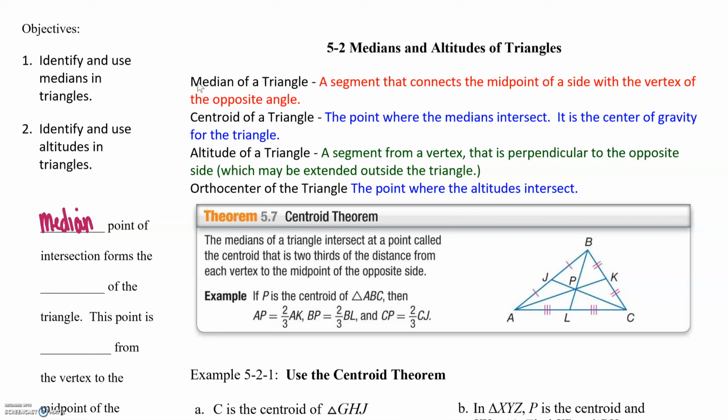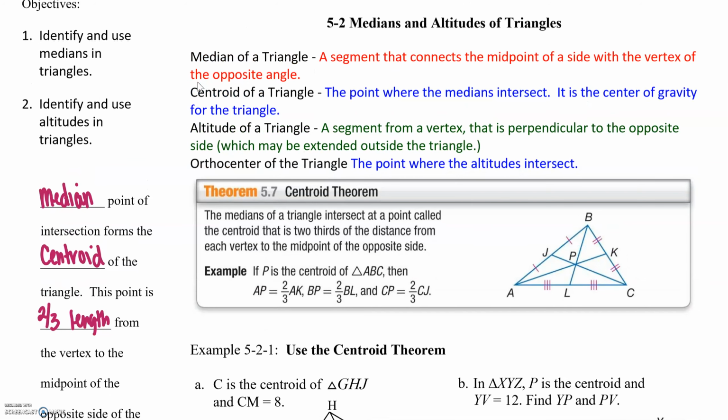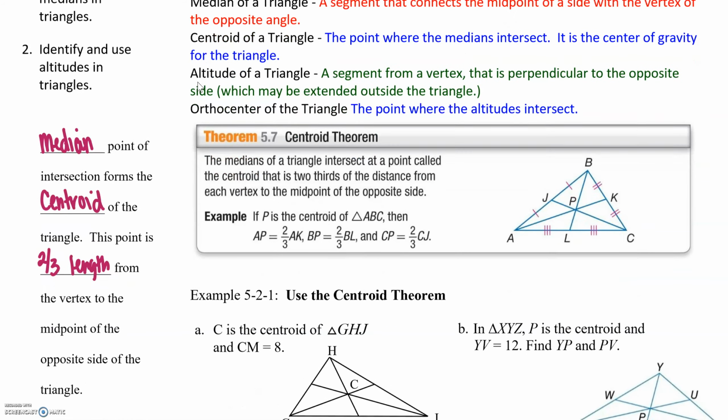point of the intersection forms the centroid of the triangle. And this point is 2/3 the length from the vertex to the midpoint of the opposite side of the triangle. So centroid is that point where they're meeting. Then we'll get into altitude, which is perpendicular to a side, and it's going to form the orthocenter, but we'll talk about that in just a little bit.